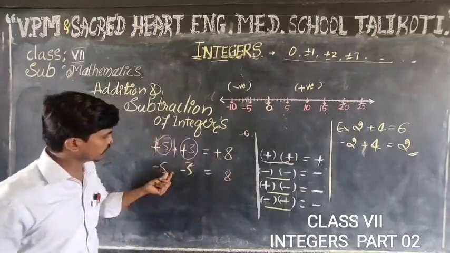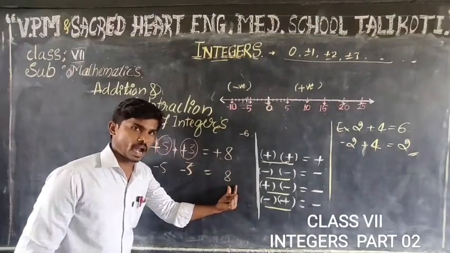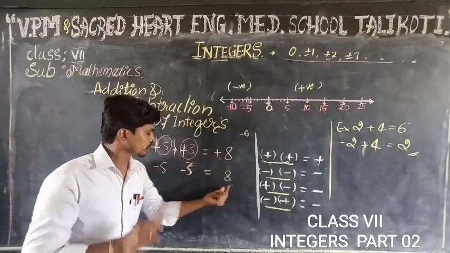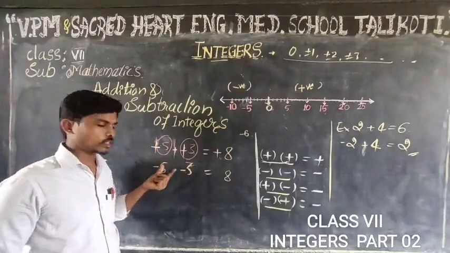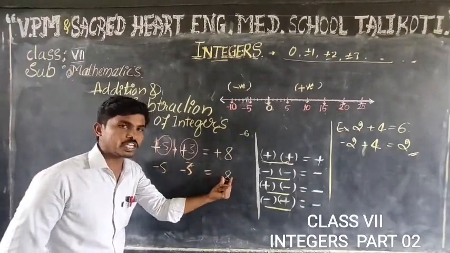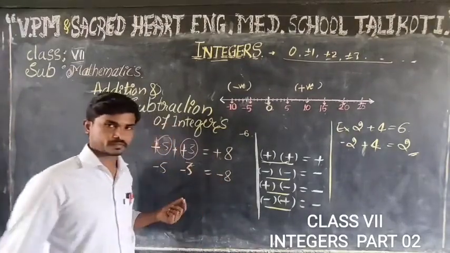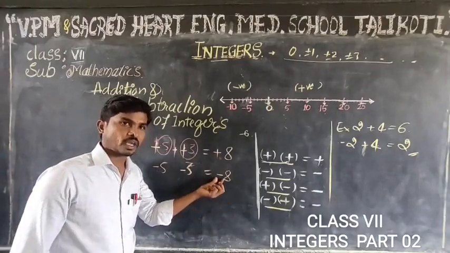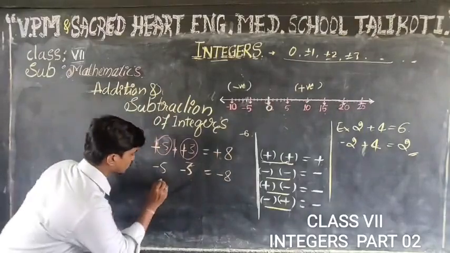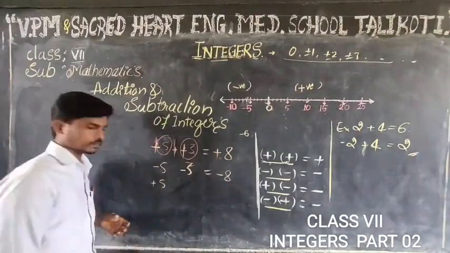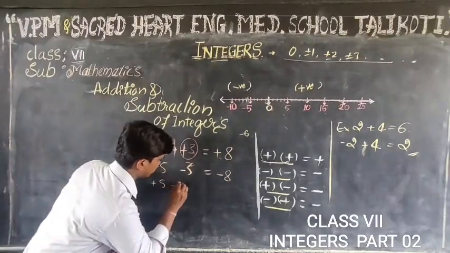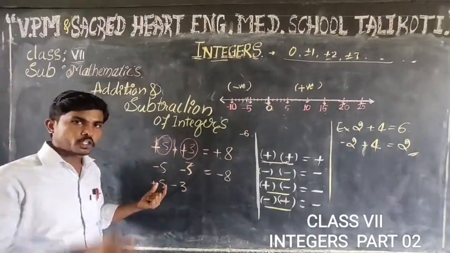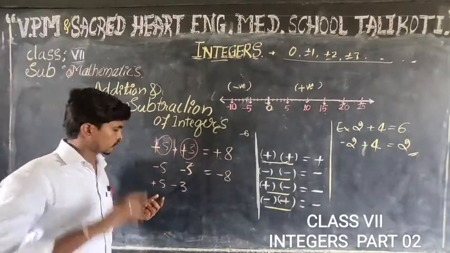Yes, I am adding 5 plus 3 is equal to 8. And here is one important thing: you must take the result symbol as minus. If one integer has a positive sign and another integer has a negative sign, then you must go for subtraction.